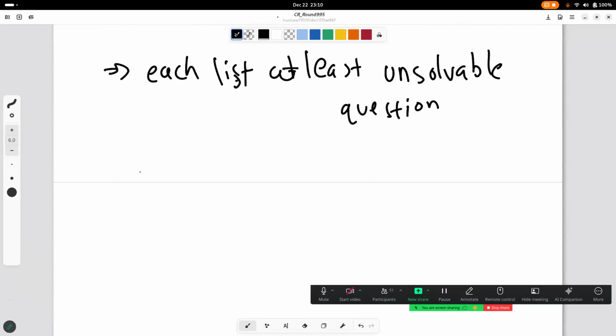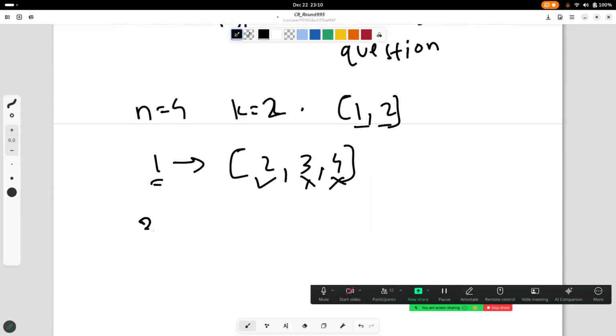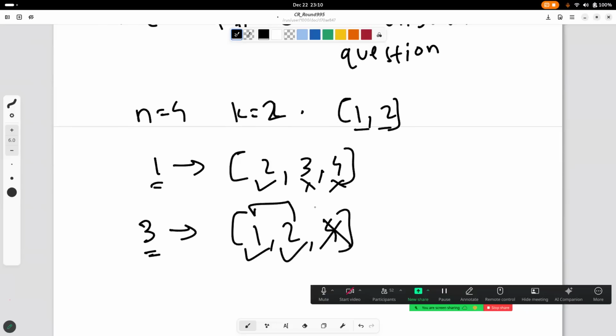If I were to take a test case, let's just say that n equal to 4 and k equal to 2, say that you could solve question number 1 and 2. No matter which list you take, for example, if you take the list without 1, that would be list 2, 3. You can solve question 2, but you can't solve question 3 and 4. If you take the list corresponding to 3, that would be 1, 2, and 4. You can solve question 1 and 2, but you can never solve question 4. You can only solve two questions, and there will always be a third question which you cannot solve.